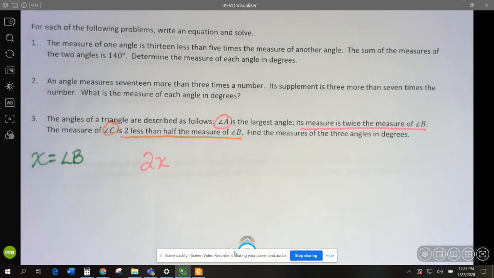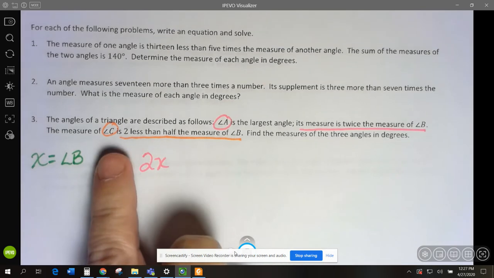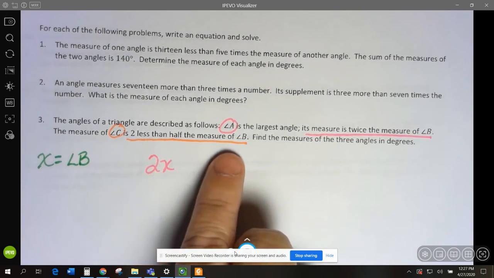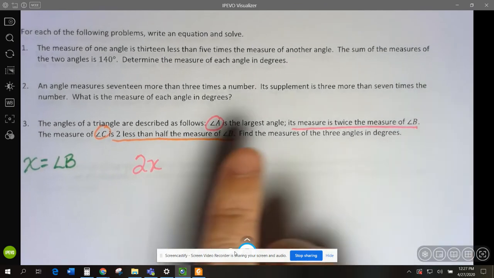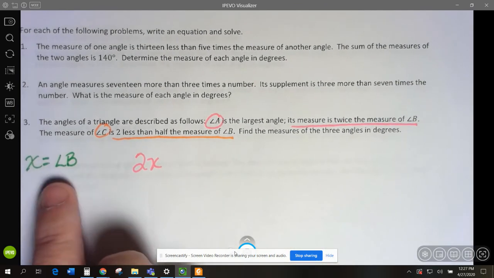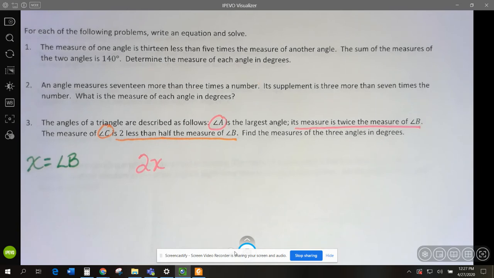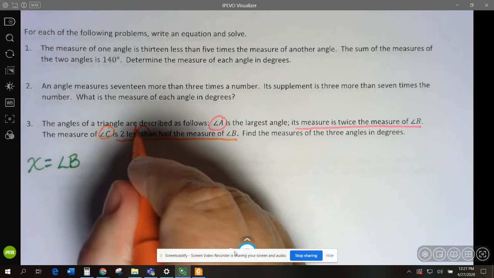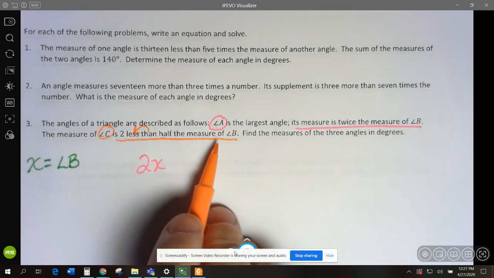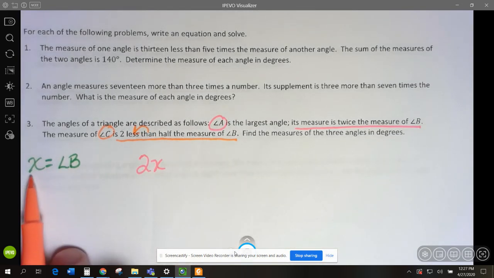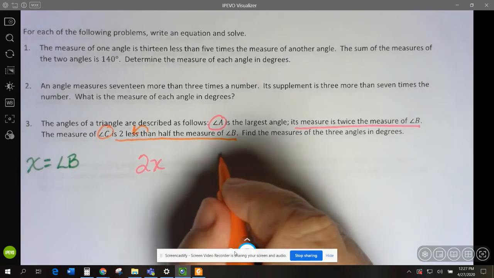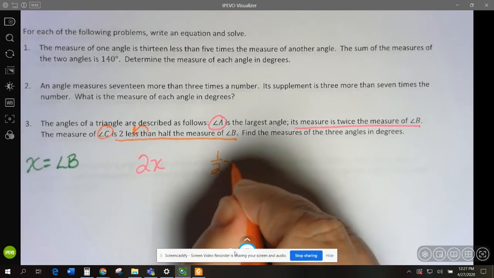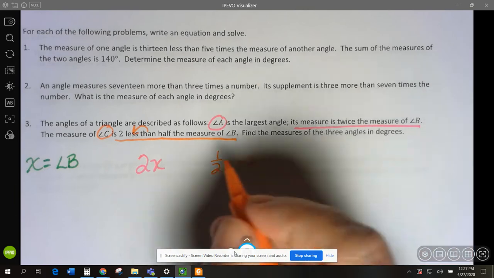Okay? And then we have C is 2 less than half of B. So B is x, right? So 2 less than is a turnaround phrase. Less than is a turnaround phrase. Half of B. Remember, angle B we're calling x. How do we get half of x? 1/2 x, and we want 2 less than that. Okay?